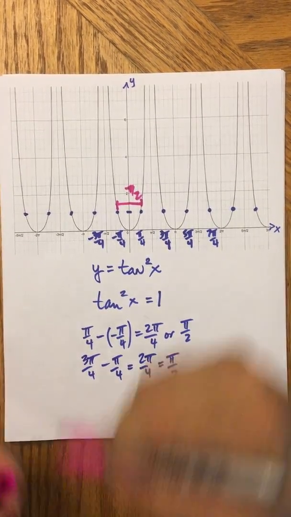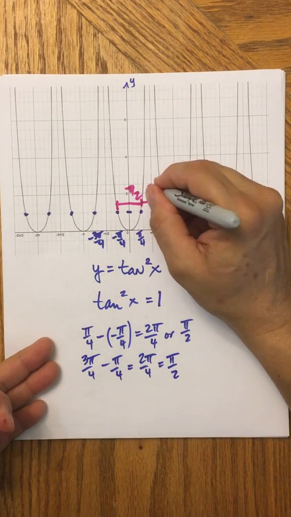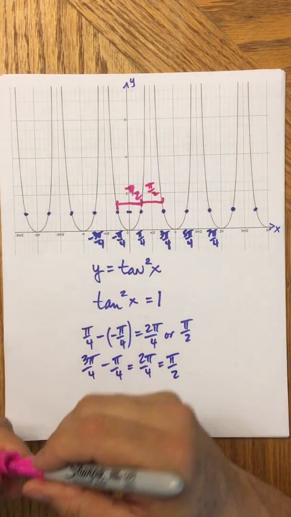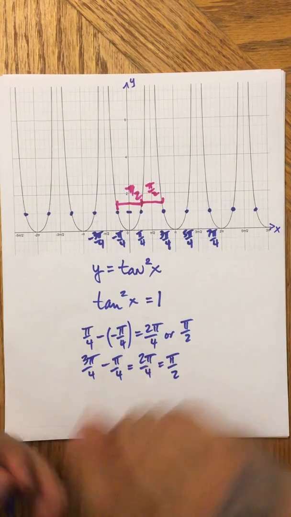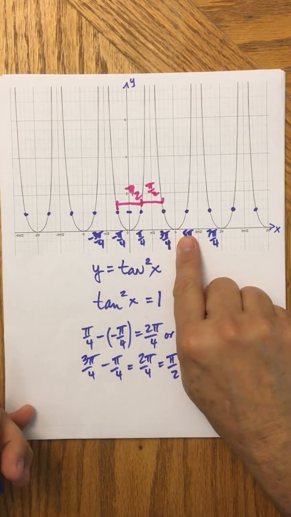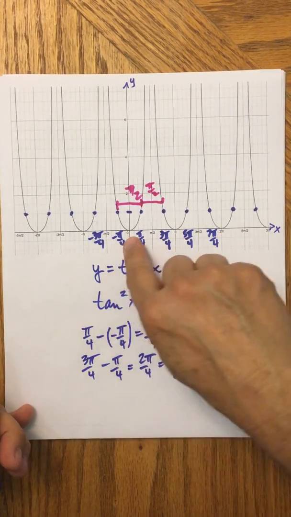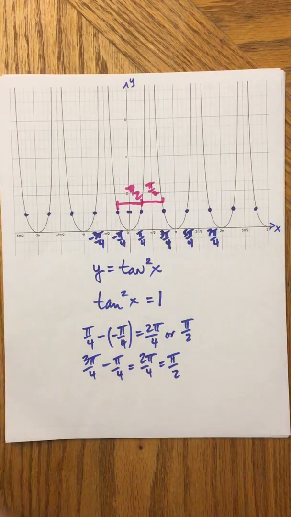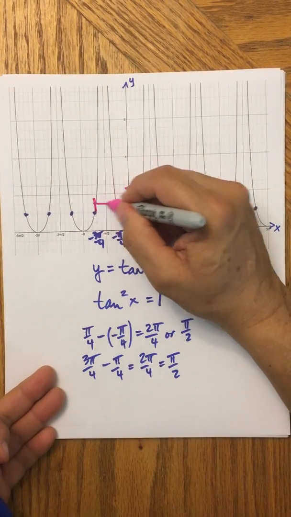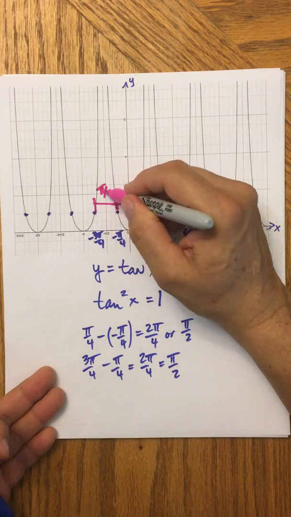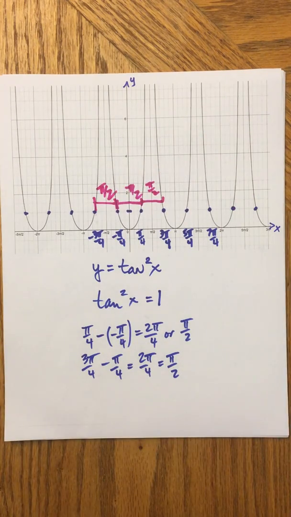So it looks like this is also a distance of pi over 2 between two consecutive solutions. Well, let's see. Is it also here? 2 pi over 4, yes. Go back, 2 pi over 4, yes. So it looks like the distance between any two solutions is what? 2 pi over 4 or pi over 2.